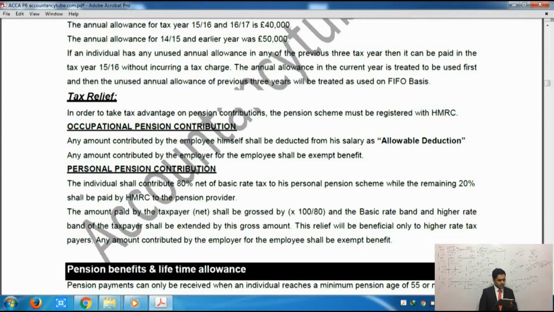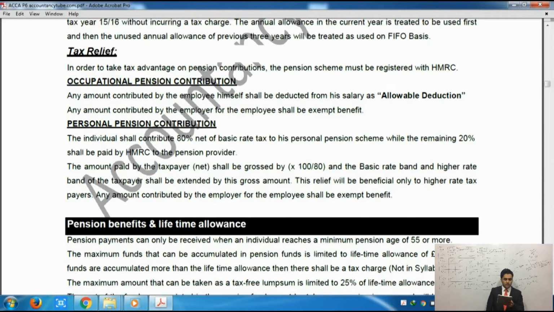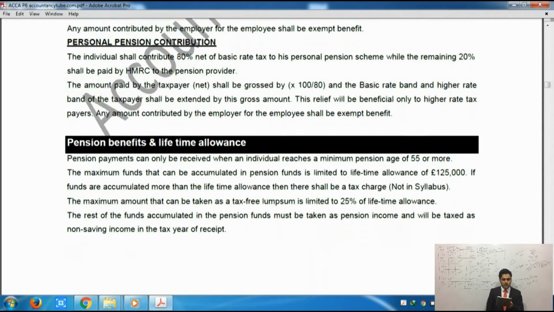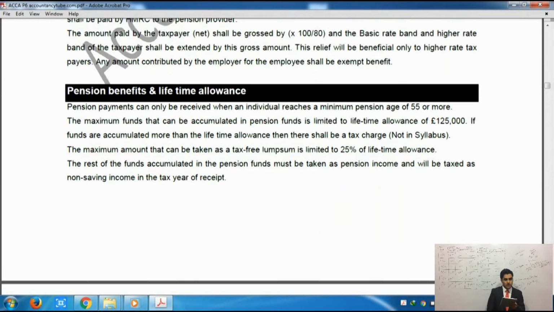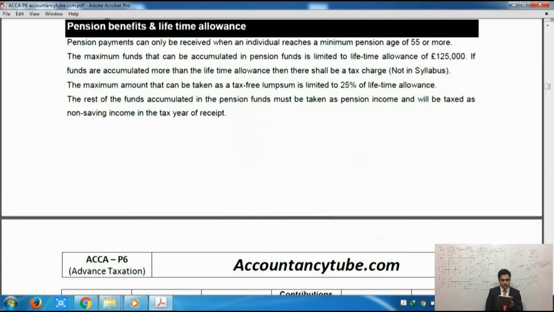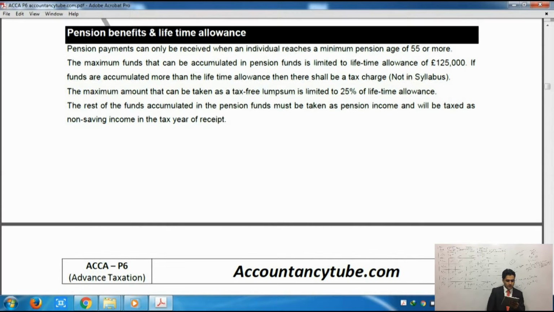Now tax relief, it says, I already explained what the tax reliefs of occupational pension contribution and personal pension contribution are. If you want to read it, just pause the video here. I will skip these two. And the pension benefit and lifetime allowance, I've already explained this bit as well. There is a mistake here. It says lifetime allowance of 125,000 in the notes. Please put an extra 0 after that, it is not 125,000, it is £1.25 million.